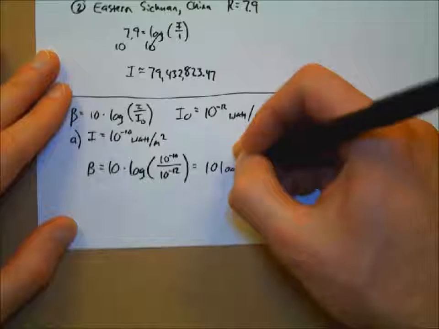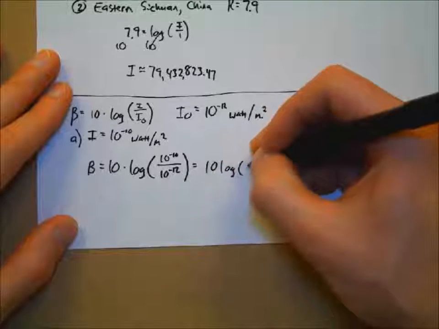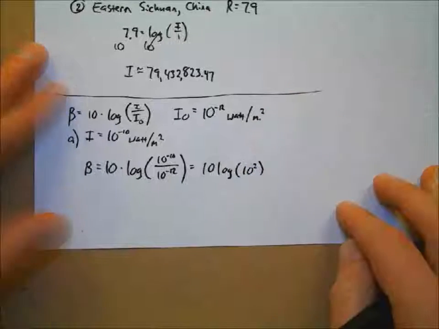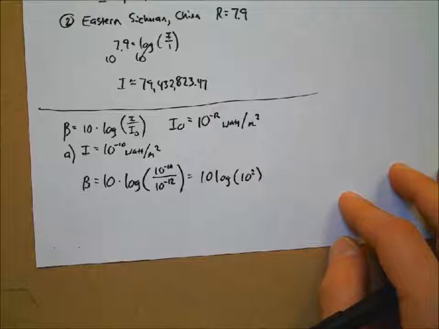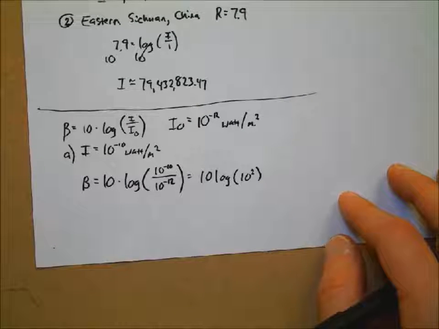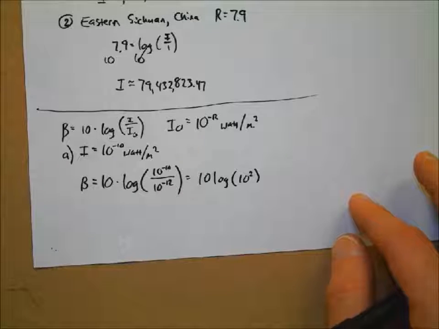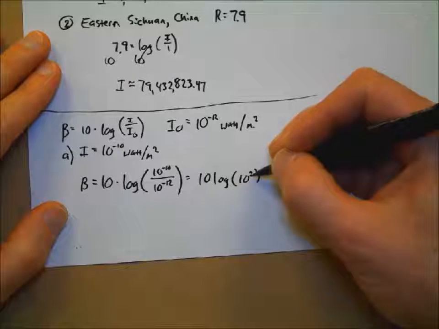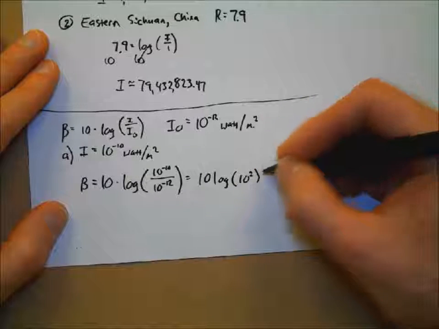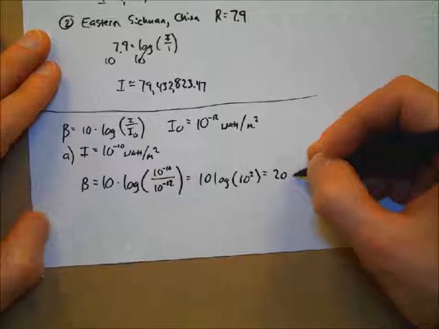So it becomes 10 times the log of 10 to the 2. But what is log of 10 squared? 2, right? Because log by itself is log base 10. In other words, 10 to what power gives us 10 squared? 10 to the 2. So log base 10 of 10 squared is just going to be a 2 times 10. Well, that gives us then 20 decibels.